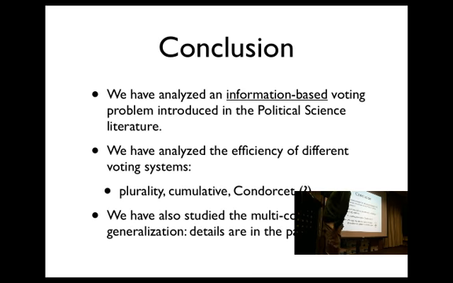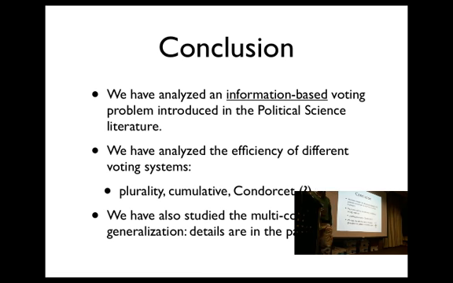So to conclude, we have analyzed what we called information-based voting. This was introduced in the political science literature. The main point of information-based voting is you get a signal in one language and you want to map it to a vote in another language. You either saw the crime or not, and you have to choose which sheriff to vote for. And we have analyzed the efficiency of different voting systems in terms of information-based voting.